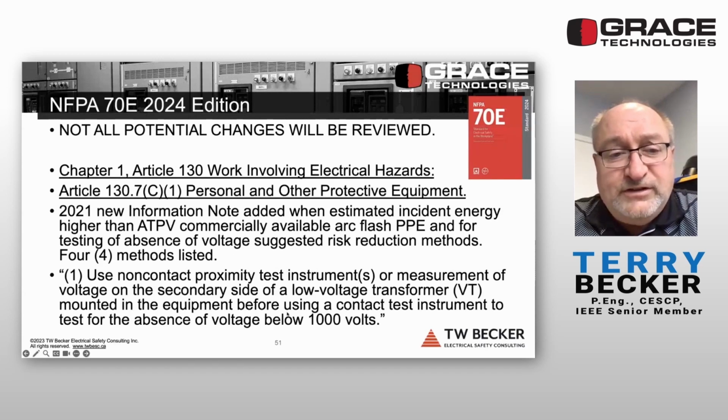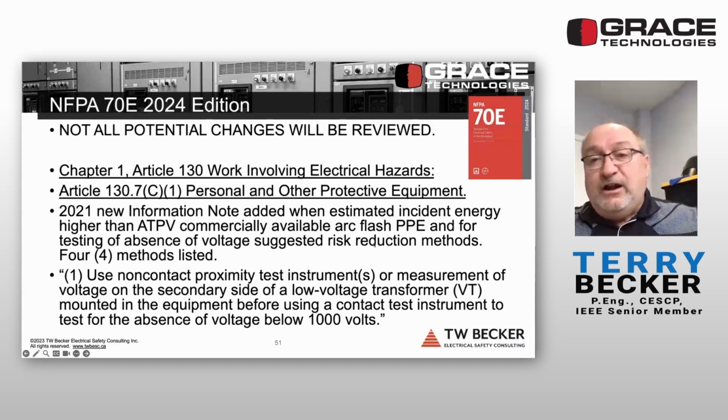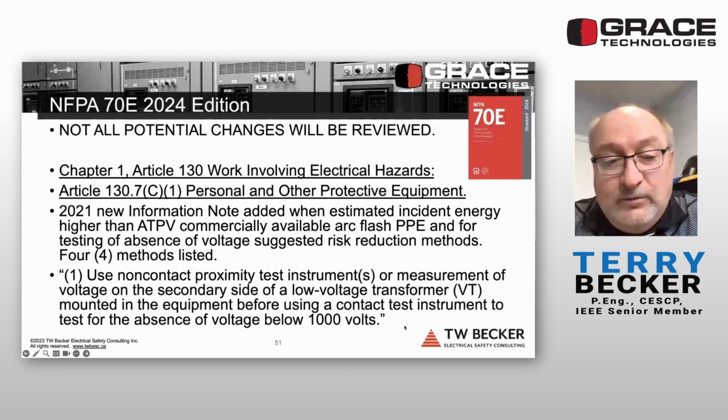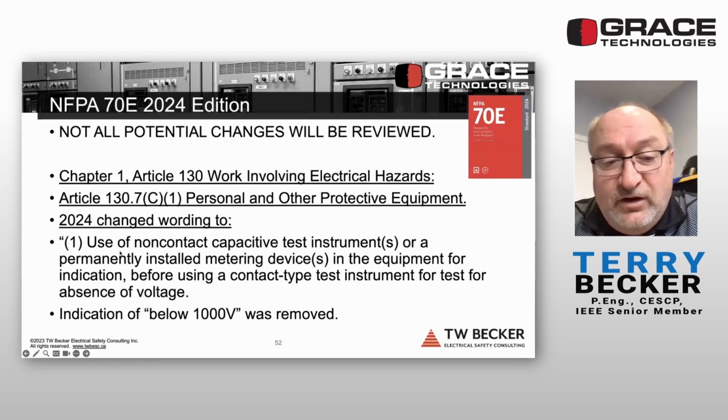So Article 130.7C1, personal and other protective equipment, and 2021 new note added: when estimated incident energy is higher than the ATPV of commercially available arc flash PPE for testing for absence of voltage, suggested risk reduction methods, 4 methods were listed. So that's the original language from 2021, and the new language just clarified use of a non-contact capacitive test instrument or other permanently installed metering device in the equipment for indication before using a contact type test instrument.